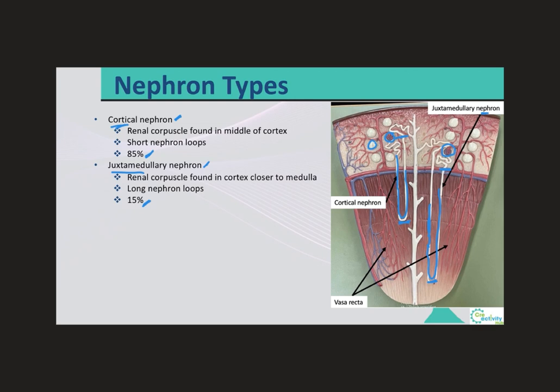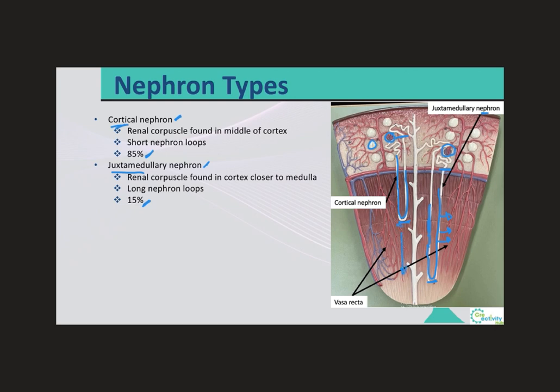Now, because the juxtamedullary nephron has a longer loop, it gives more time for the water to exit through the thin limbs. Therefore, the juxtamedullary nephron is the one that's responsible for forming a concentrated urine, because it gives more time for the water to leave the nephron loop. And as such, the cortical nephron cannot produce a concentrated urine because its loop of Henle does not reach the inner part of the medulla.